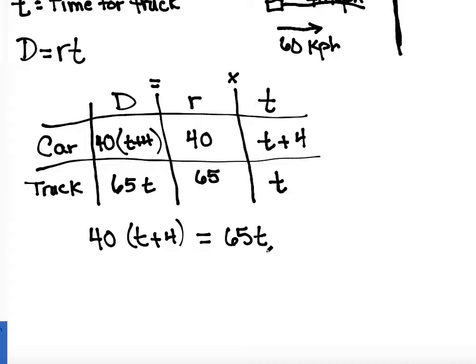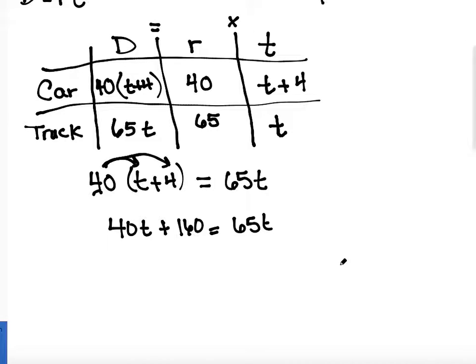Now that I have it set up, I'm going to go ahead and solve. So on the left-hand side, I'm going to distribute 40 times the t and 40 times the 4. 40 times t gives me 40t. 40 times 4 gives me 160, is equal to 65t. All right, I'm trying to solve for t, so what I'm going to do is subtract 40t from both sides. That leaves me with 160 on the left-hand side is equal to 25t on the right-hand side.